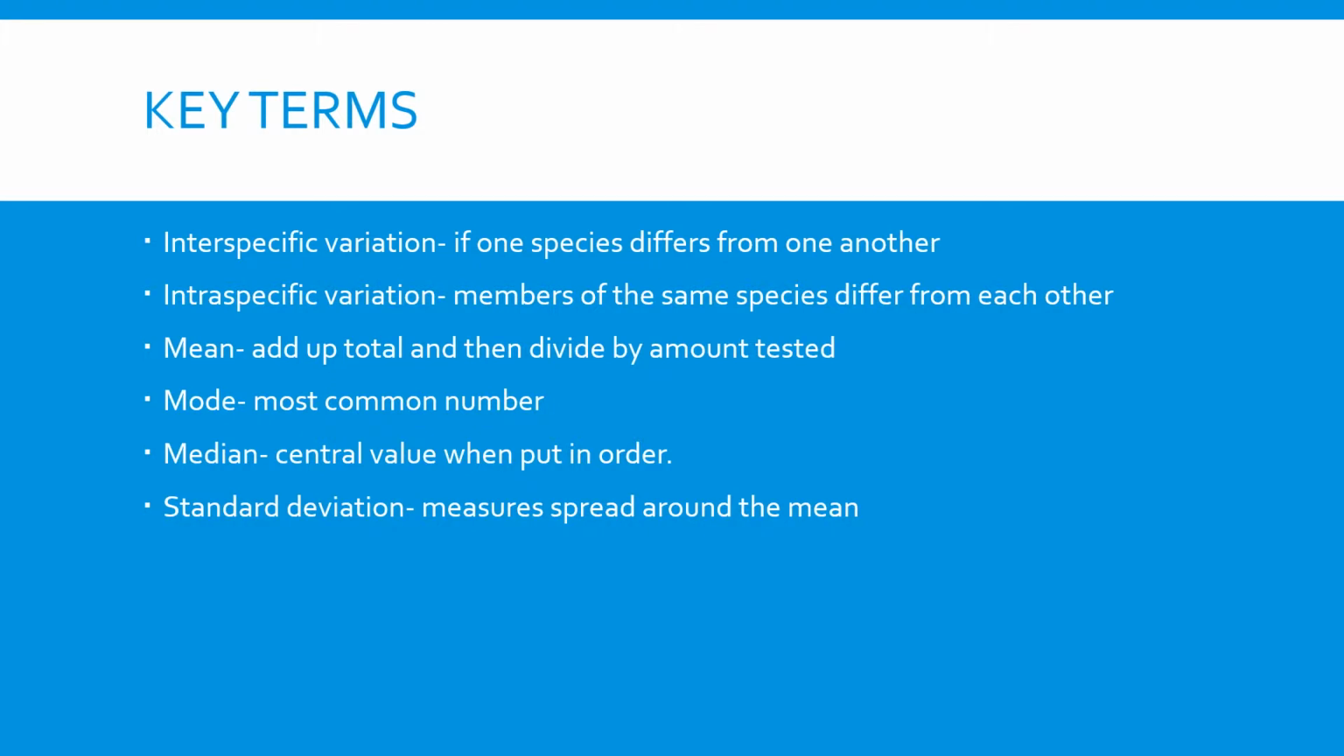Key terms. Intraspecific variation is when members of the same species differ from one another. The mean is when you add up the total and then divide by the amount tested. The mode is the most common number. The median is the central value when put in order. And standard deviation measures the spread about the mean.